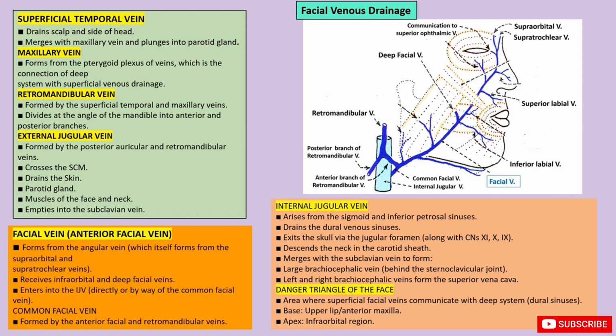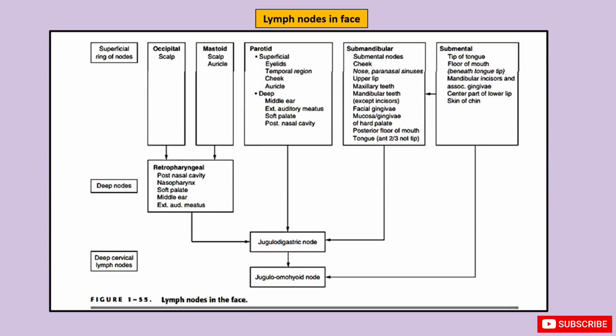Now we can see the lymph nodes of the face, in which the most important ones we have are the submandibular and the submental group of lymph nodes. Although you should know all the lymph nodes of the face, they drain into the jugulodigastric, then go to the juguloomohyoid.